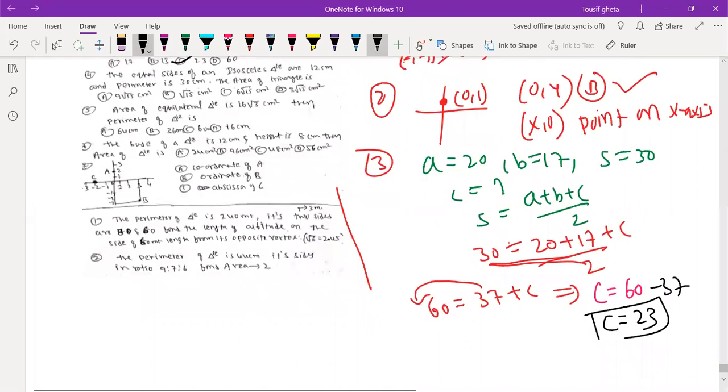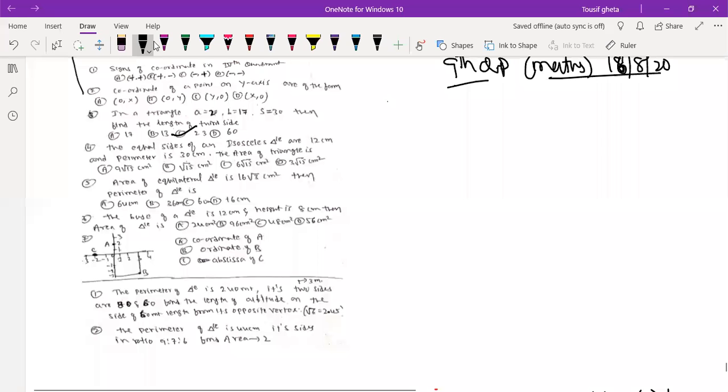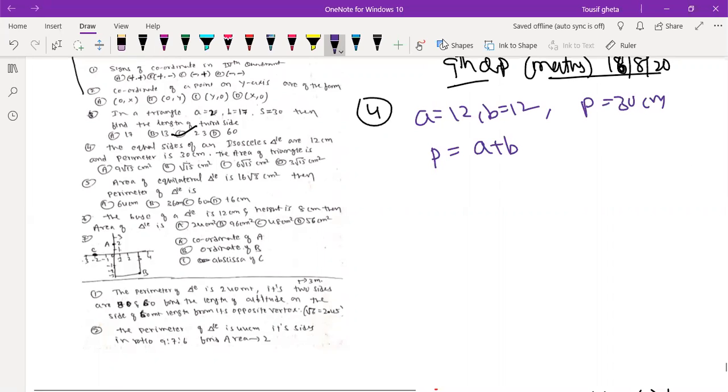Now fourth question. One minute, let me erase a few things. Okay, so this was the third one. Let us say the fourth one. The equal sides of an isosceles triangle they gave: A is equal to 12, B is equal to 12. Perimeter they gave 30 centimeter. Area of triangle? First of all, I will find the C part. A plus B plus C, perimeter 30. 12 plus 12 plus C, 24. So C is obviously 6, that is 30 minus 24.